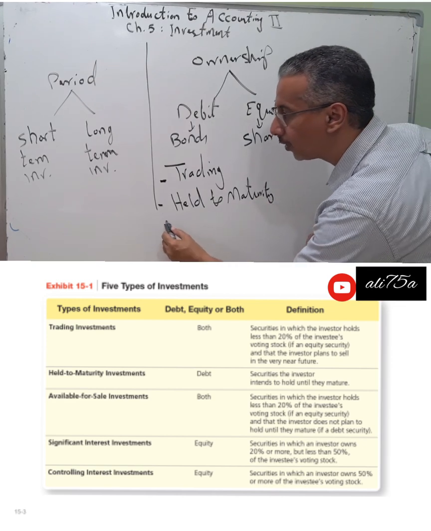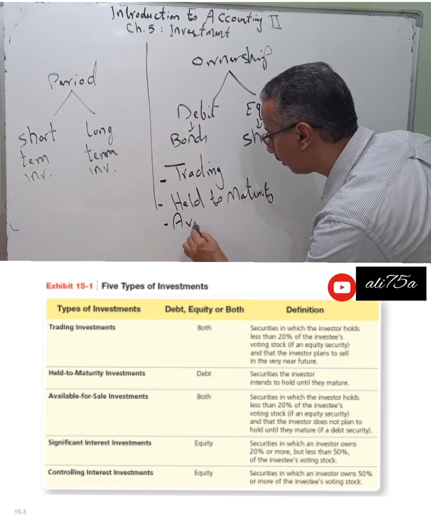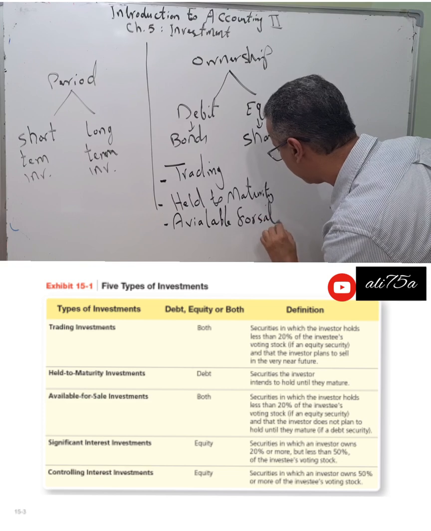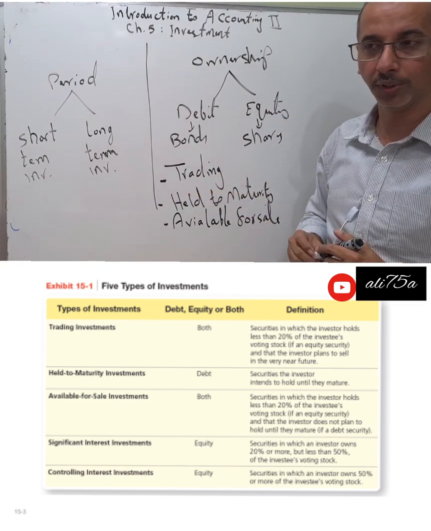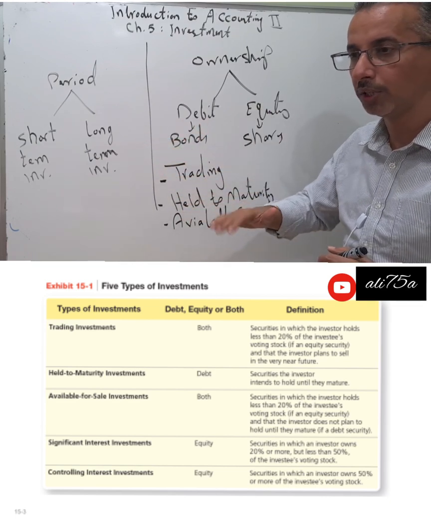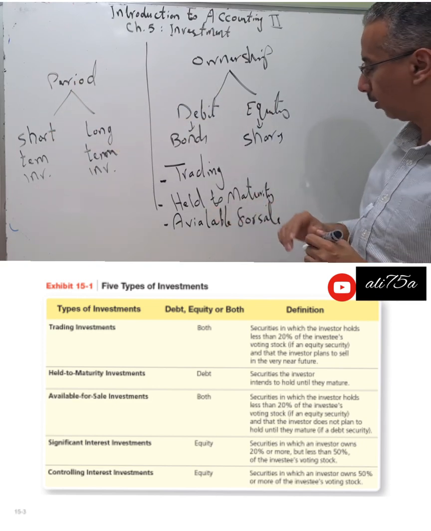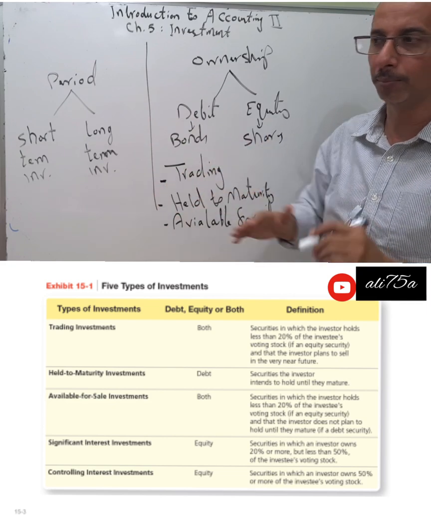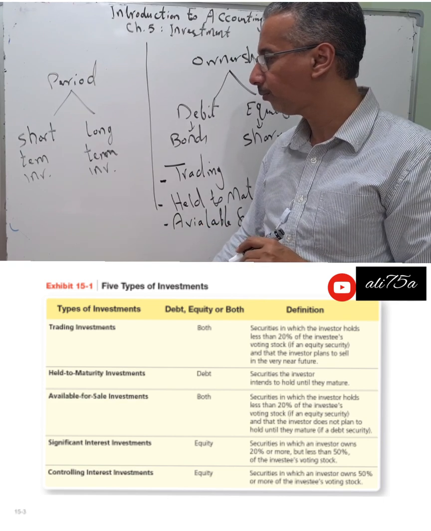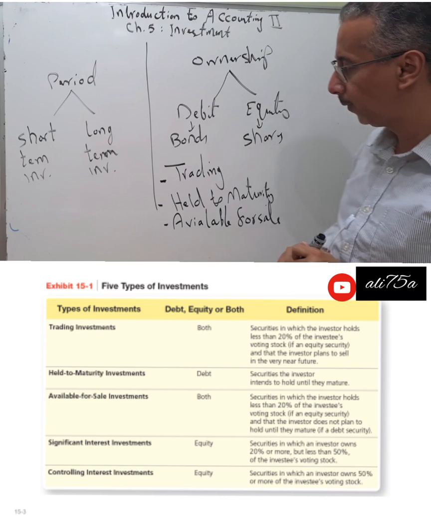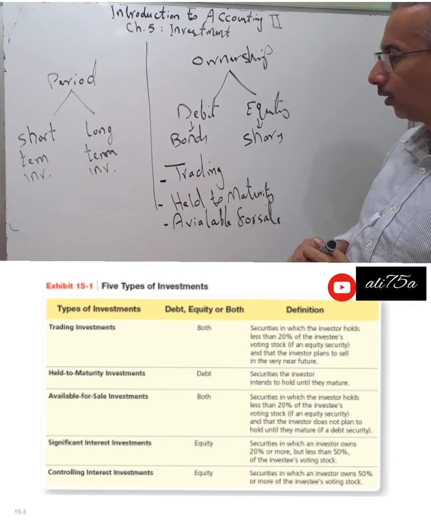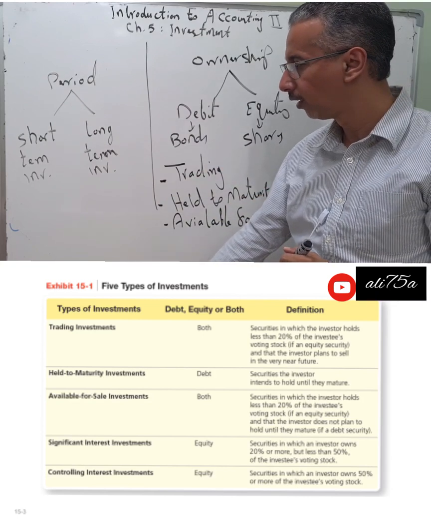The third type is available for sale, which is between trading and held to maturity. That means we keep it for some time. It's not for immediate sale, and it's not to keep until the end of maturity or for a long time. It's in between trading and held to maturity. These are the main 3 groups of investment. Now, this is just a brief idea about how we deal with this investment.